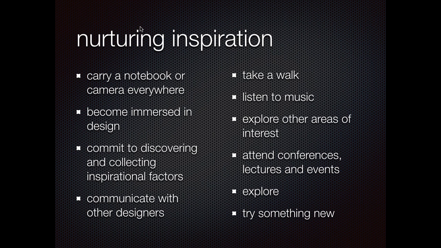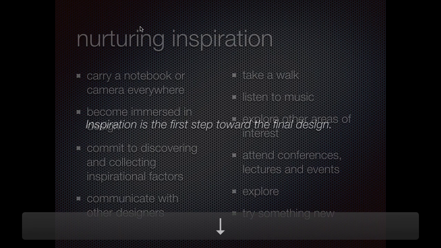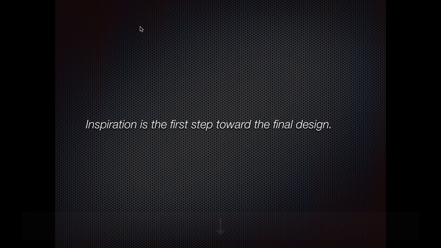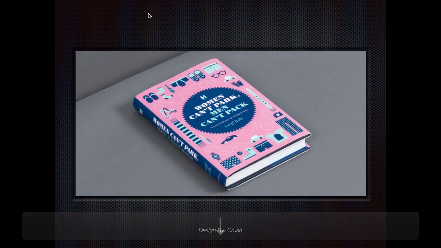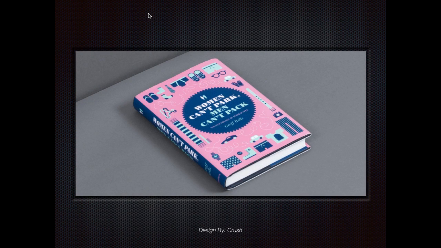Obviously, if you're really stuck, just try something new. It's amazing what that'll do, okay? Inspiration is always the first step toward the final design, and that's critical to understand. I think this one's really funny. I have never read this book, but I want to read it. It's just, I don't know, it's very true.